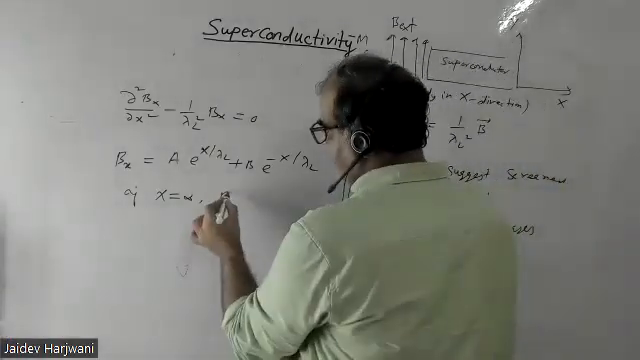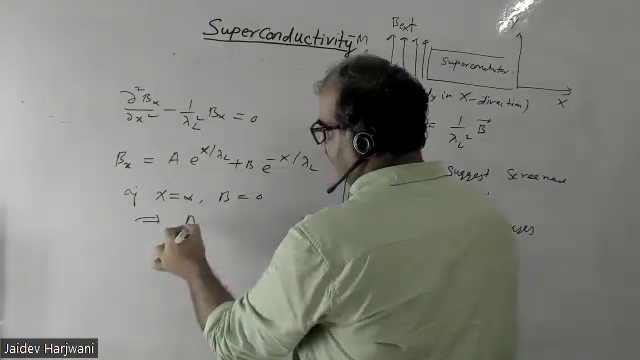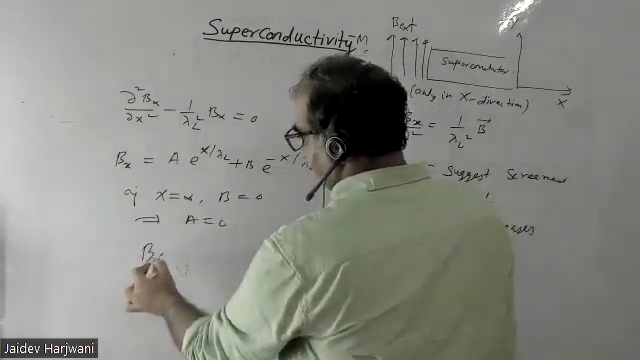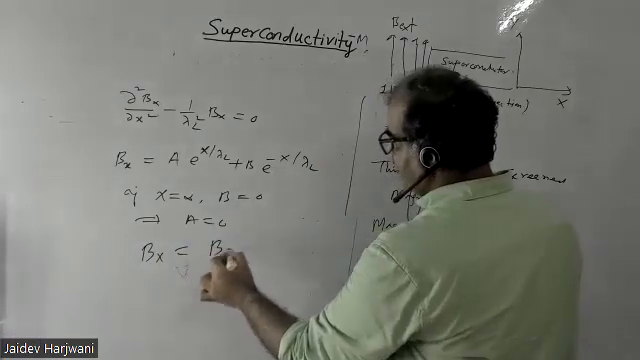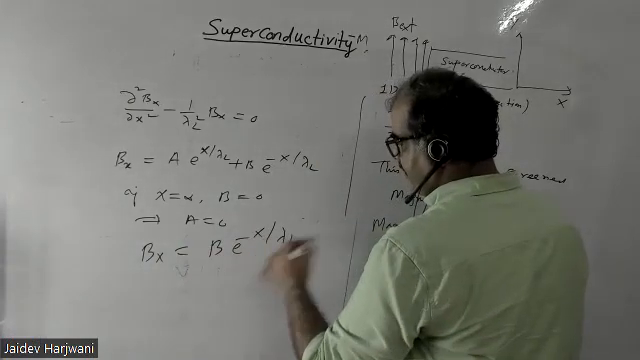Which cannot happen. B infinite equals zero. So this implies your A is equal to zero. So I can simply write my B(x) equal to B e^(-x/λ_L).